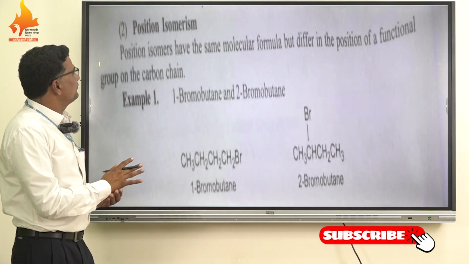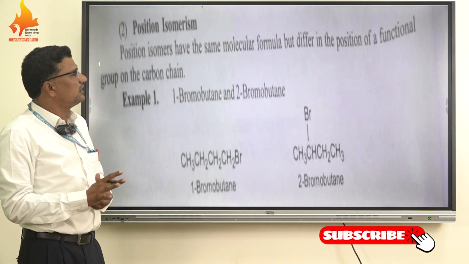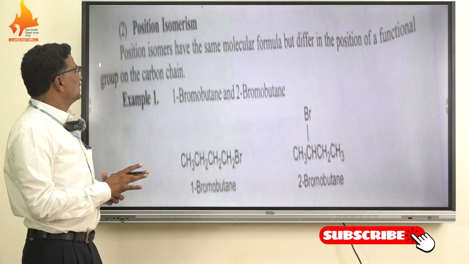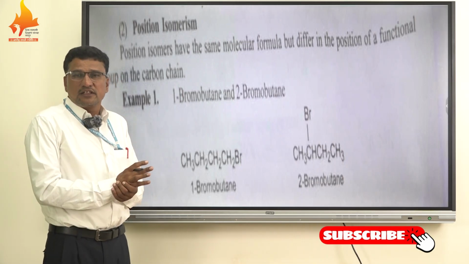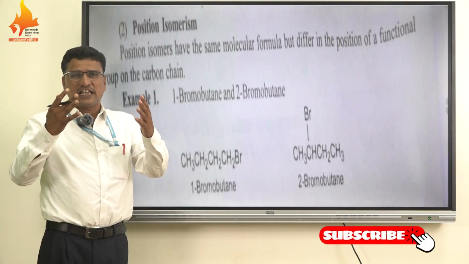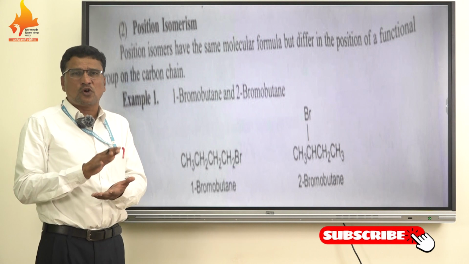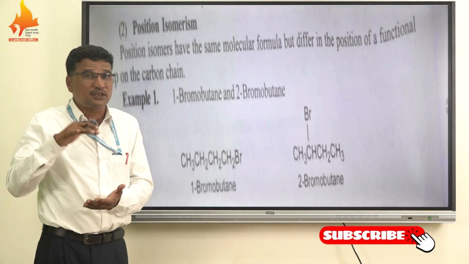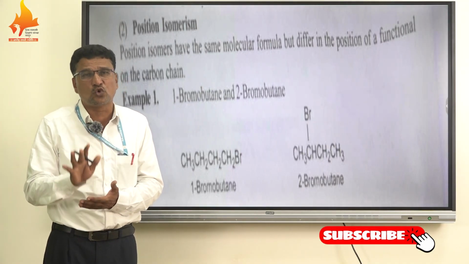Position isomerism. Position isomers have the same molecular formula but differ in the position of the functional group on the carbon chain. See what I am saying? Obviously they have the same molecular formula, because this is a type of isomerism. But what is the difference? The difference is in the position of the functional group.